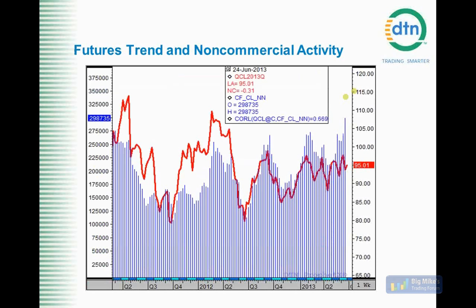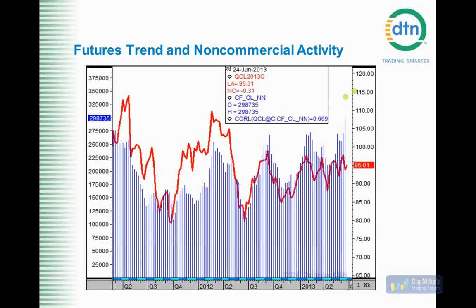But also, the CFTC report every Friday shows the different holdings of a variety of trading classes. What we do here at DTN IQFeed, ProfitX is one of our systems, is we can chart what those different groups hold each week when those reports are released. The blue histogram on this chart is the non-commercial net futures position. So in other words, we take the longs that the non-commercials hold, the positions they've bought, and subtract off the positions they've sold, and that gives us the net.